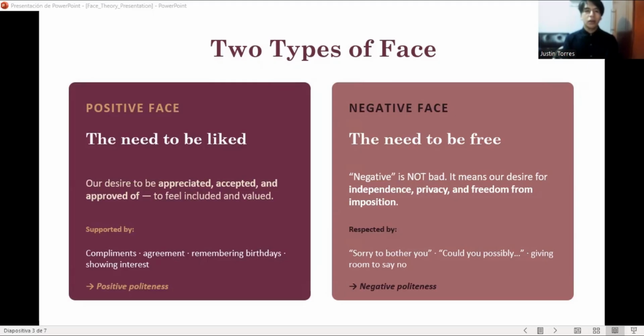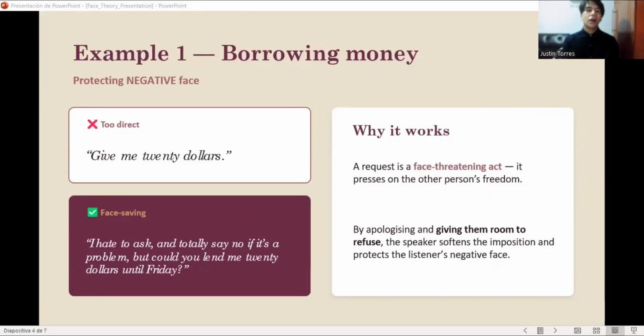The second one is about the negative face. This does not mean something necessarily bad. Negative here means our desire to be free from imposition, to have our independence and privacy respected. So when someone says, sorry to maybe bother you, but could you possibly help me? They respect your negative face by giving you room to say no. That's negative politeness.